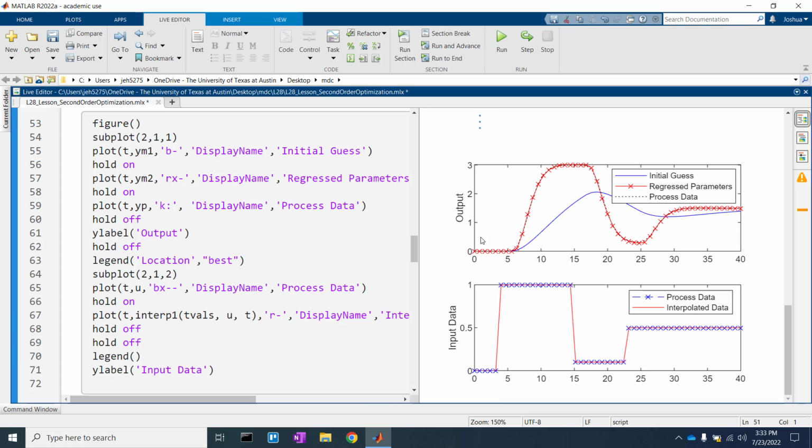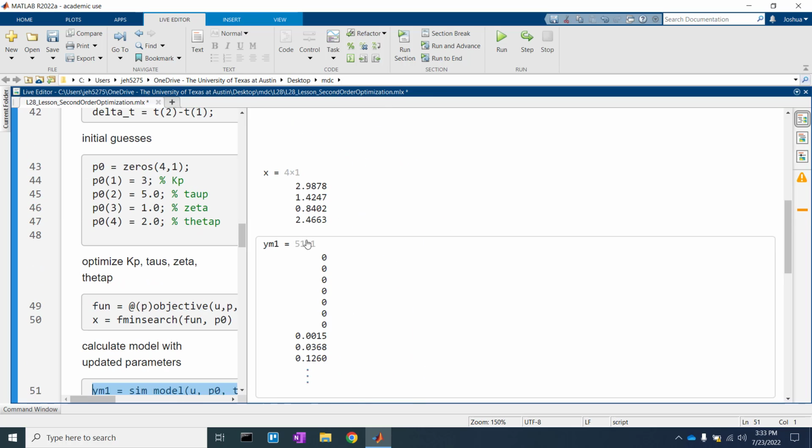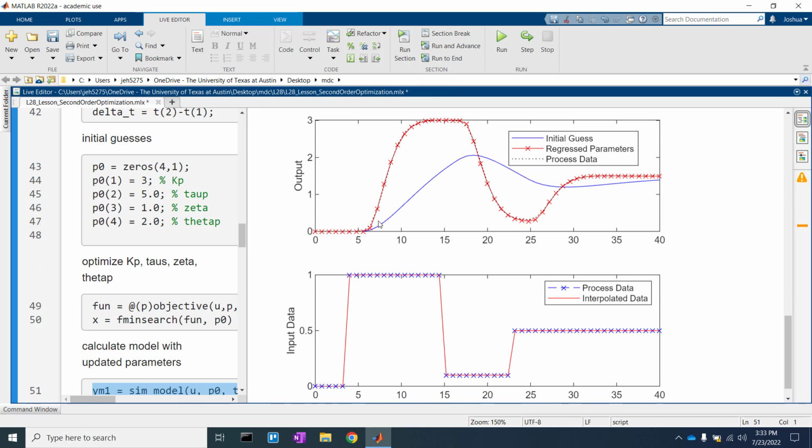So there you have it. In red, and I'll make it even bigger, in red is our final solution. These dots are our process data, the black dots I should say, and the blue line is our initial guess. So you'll see our interpolation matches up very well. And in addition, our fit is remarkably good. So we can approximate a 10th order system with a second order system very well.